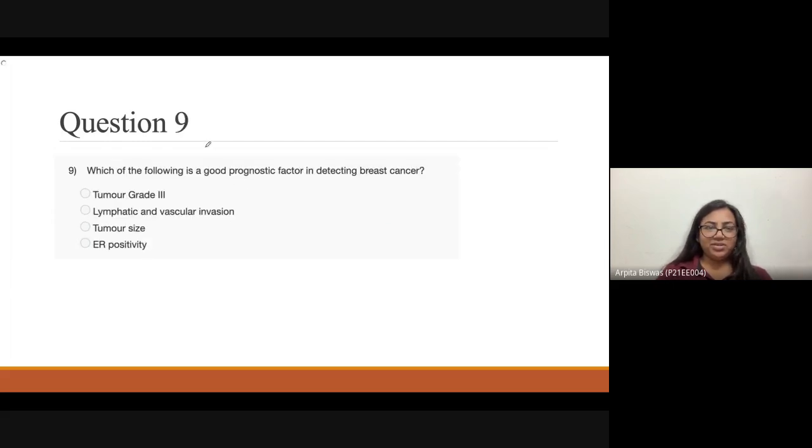Which of the following is a good prognostic factor in detecting the breast cancer? The first option is tumor grade 3. The second option is lymphatic and vascular invasions. And third option is tumor size. And the fourth option is ER positivity. So try to find out the right answer.